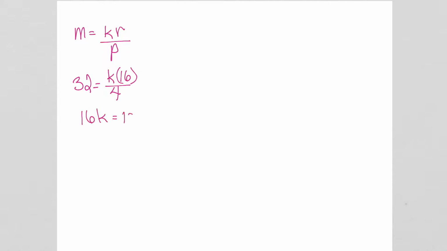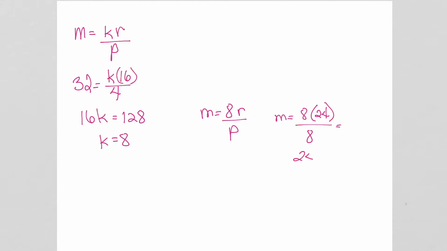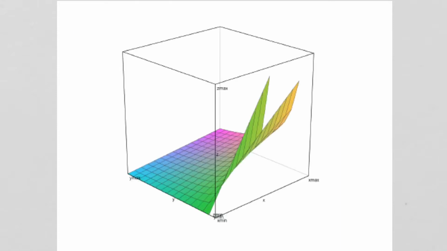Okay? And so we'll solve that. 16K, 4 times 32 is 128. Divide by 16, and K is 8. So our equation is M equals 8R over P. There's 3 variables here, so we need at least 2 to solve. It says how many minutes, so we're looking for M, will it take 8 people to solve 24 problems? Well, the 8's go away, so it's just 24 minutes. And there's my attempt to graph that. Kind of funny.